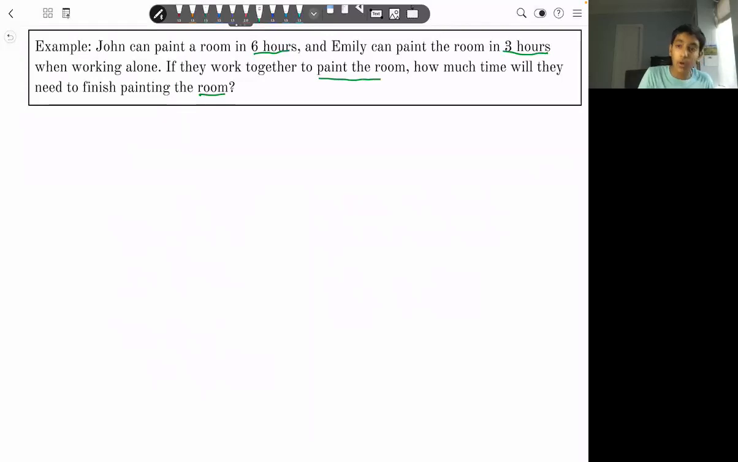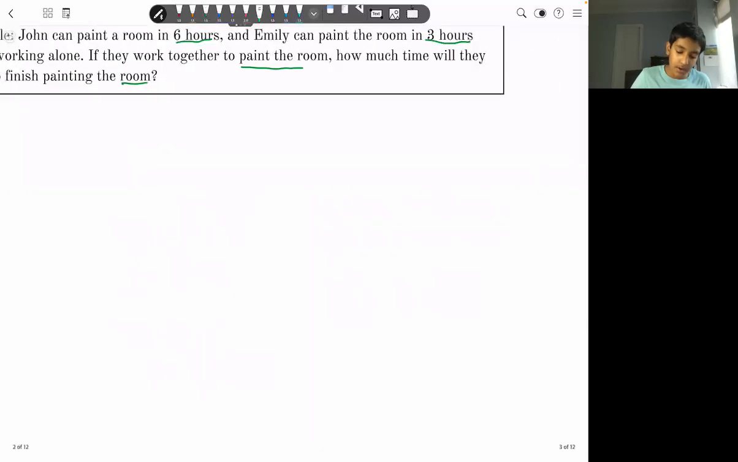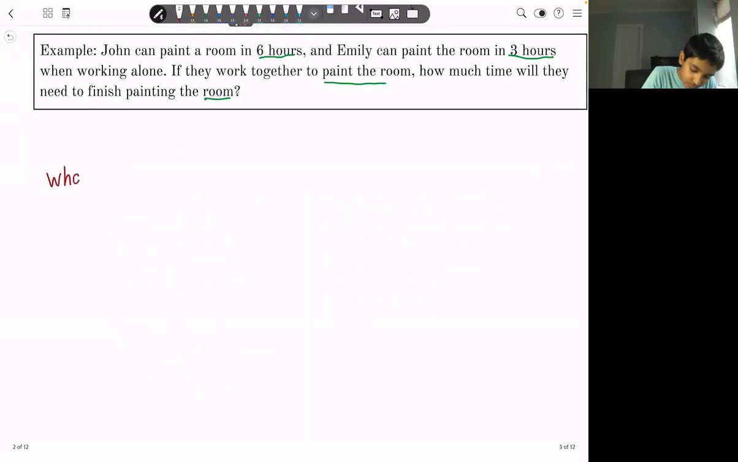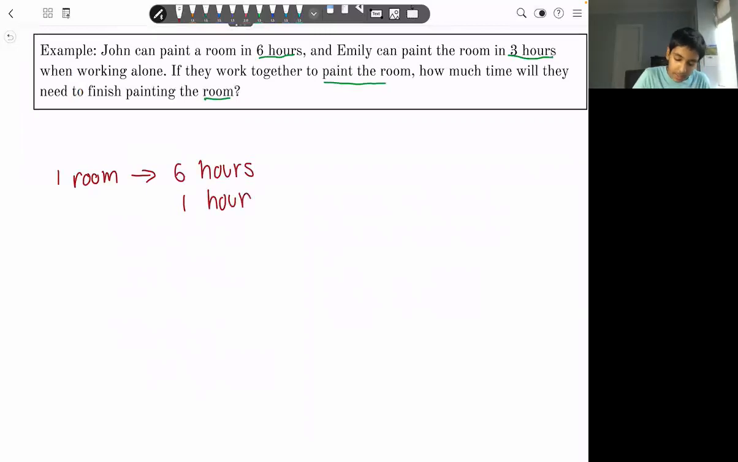If John can paint the whole room in 6 hours, let's say one room in 6 hours, then in just 1 hour he can only paint 1/6 of the room, because we're just multiplying by 1/6 on both sides. So therefore in 1 hour he can paint 1/6 of a room.